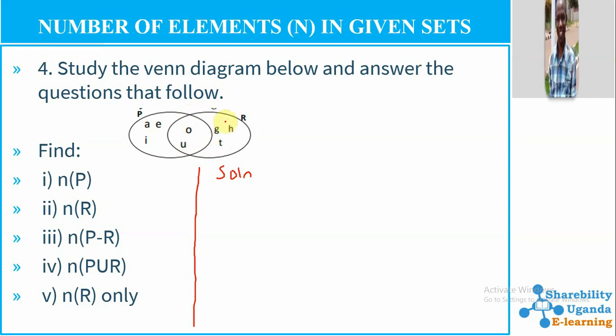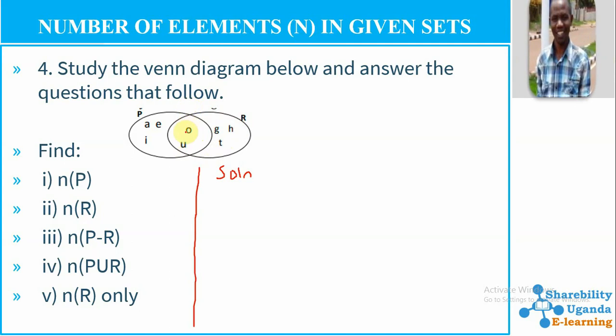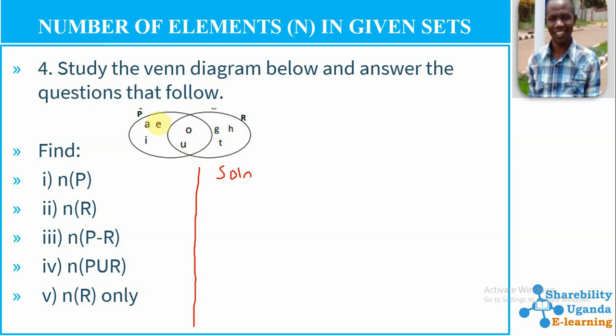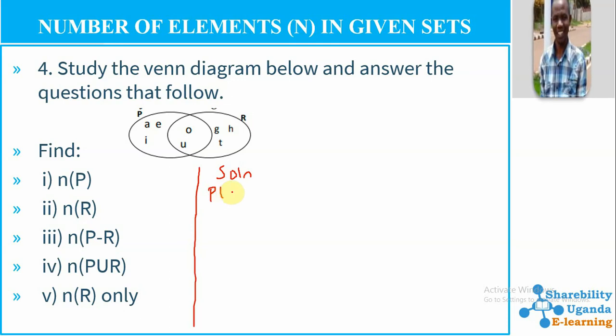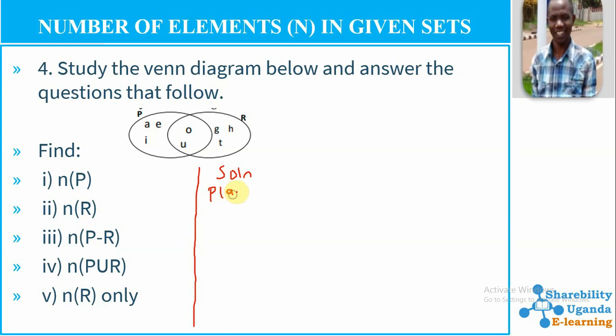Then we also have the overlapping part, that is the intersection, which is these members. They are both in our set R and our set P. So now here they want us to find the number of members of P. So what we have to first identify is the members of set what? Of set P. Okay, you can list them.